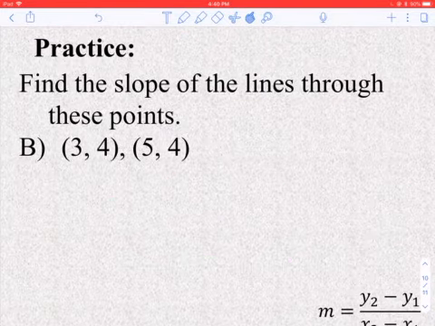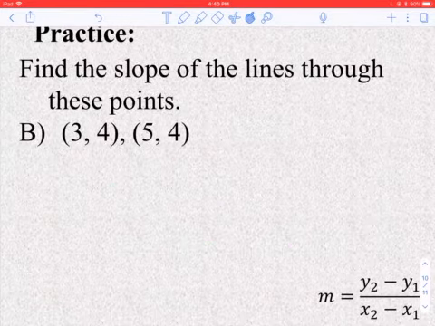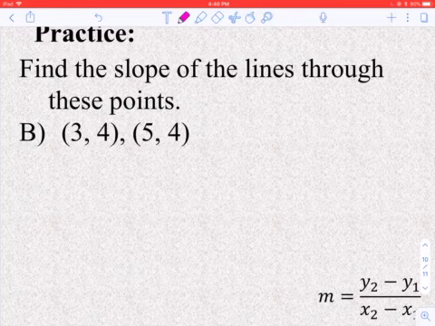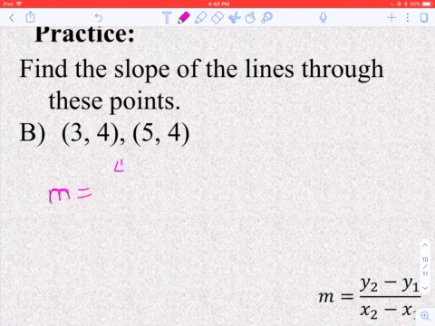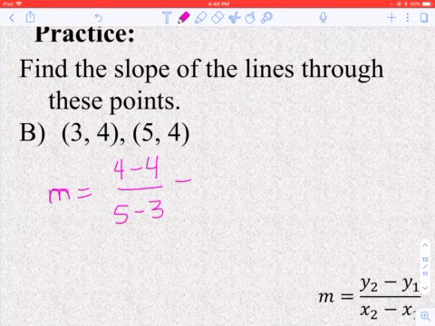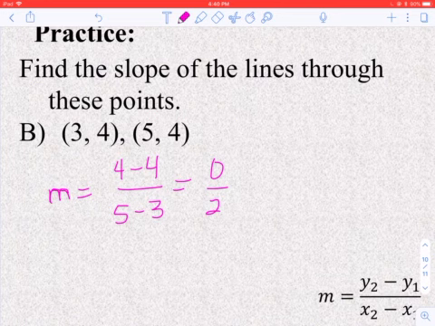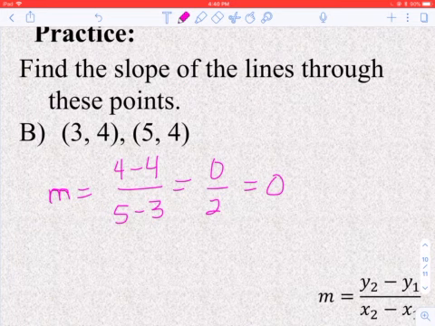Here's your second practice problem. So in this problem, I have the slope is equal to 4 minus 4 over 5 minus 3, so 0 over 2. Now you got to remember, are you allowed to have a 0 in the numerator or a 0 in the denominator? So since this is 0 in the numerator, this is equal to 0. If I had had a 0 in the denominator, you cannot divide by 0, so that would have been an example of a no slope.